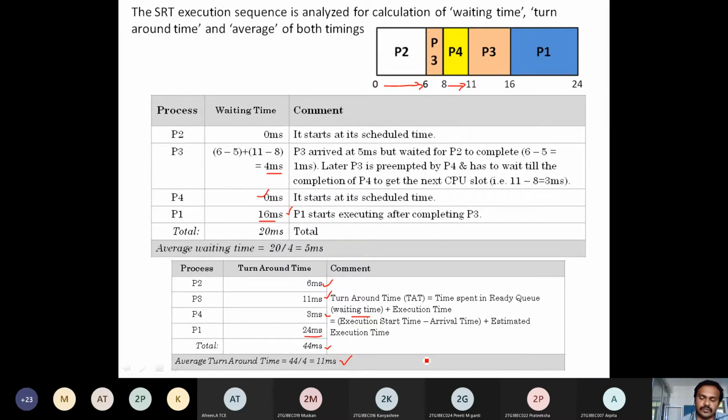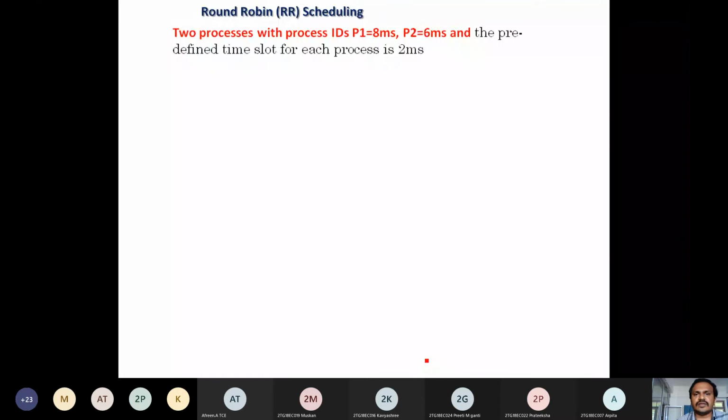Next, if we go for round robin, if we observe the same problem statement, how can we solve it by using the round robin method? Once again we begin fresh. There are two processes: P1 equal to 8 milliseconds and P2 equal to 6 milliseconds, and the predefined time slot is given as 2 milliseconds for each.